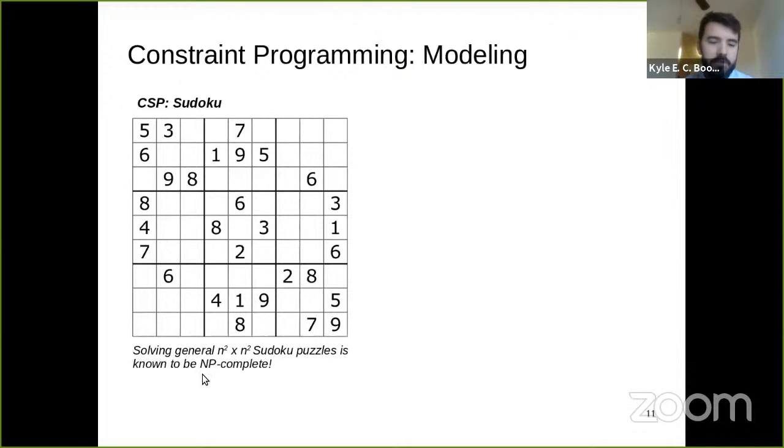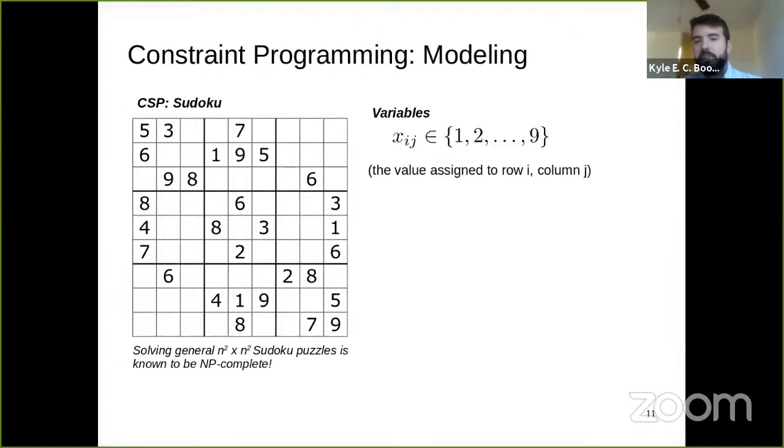An interesting piece of information is that general n squared by n squared Sudoku puzzles are known to be NP complete. And so we can use CP to model this problem. Our decision variables are going to be xij, the value that's assigned to the cell at row i, column j. And then our constraints: we encode the hints as constraints. So we say x11 is equal to 5, representing this cell on the top left, x12 is equal to 3, and so forth.